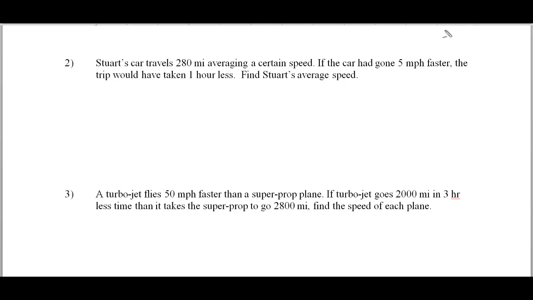It takes a different look though, because this is Stuart driving a car 280 miles averaging a certain speed. Isn't it annoying that they don't tell us what that speed is? But that's really part of the problem. The problem is to find that average speed. So he travels 280 miles averaging a certain speed. Now, if the car had gone 5 miles per hour faster, the trip would have taken 1 hour less.